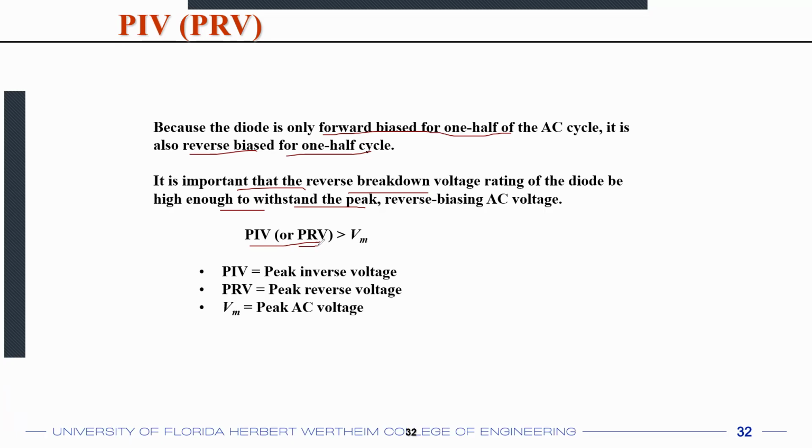So if you look into the data sheet, it will give you the peak reverse voltage. And you need to make sure that the peak reverse voltage is higher than what you are subjecting the diode to. The diode is seeing a maximum peak reverse voltage of Vm. So the peak inverse voltage that the diode can withstand has to be higher than that. So you just need to make sure you check that in the data sheet when you're using a diode.